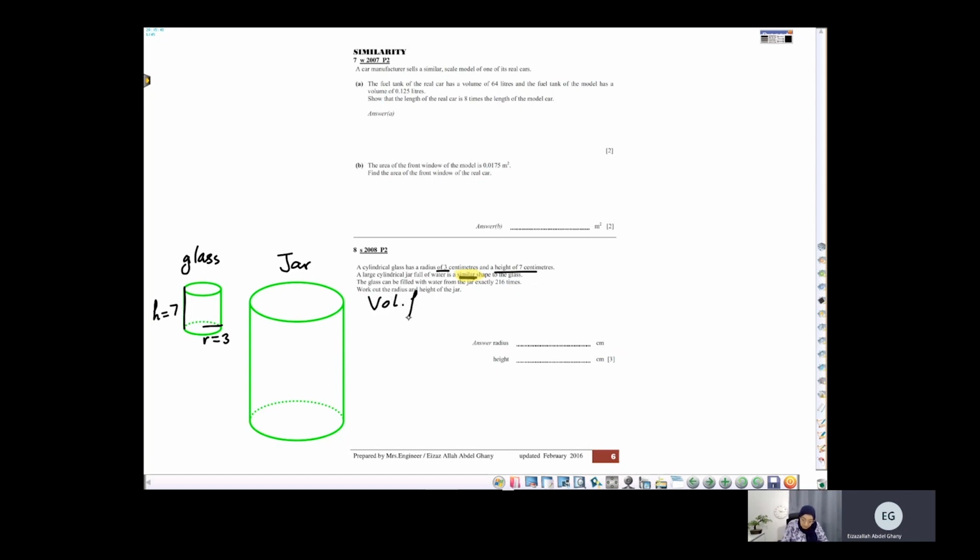What did he give me now? Volume factor is 216. From this information, I can find the scale factor. The scale factor is the cubic root of the volume factor, as we said before. And 216 is a perfect cube. The cubic root of 216 is 6. It means the bigger radius is 6 times the smaller radius. So you need now to find the bigger radius. It is 6 times the smaller radius, which is 18 centimeters.